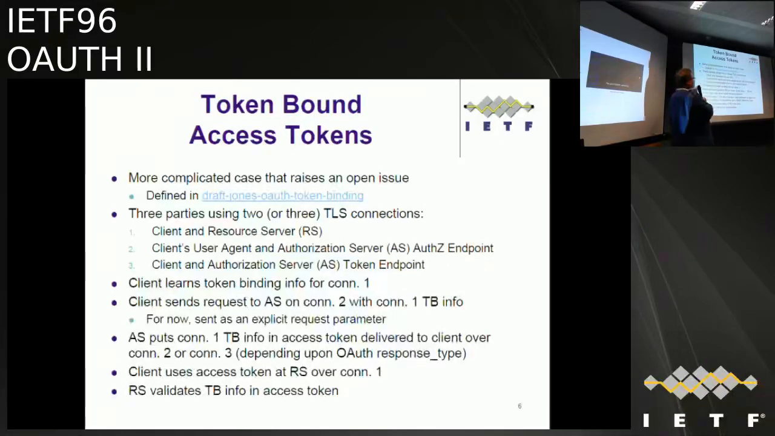Turns out access tokens were more interesting, in part because OAuth is more interesting. As you know, and you may not have thought about it for a while, in OAuth, there's three parties using two, or depending upon which flow you're using, sometimes three connections. There's the client to the resource server, the client's user agent to the authorization server, and the client and the authorization server token endpoint. And Brian Campbell can talk if he wants about why the client, in fact, may be broken into multiple pieces on different hosts. OAuth is just more complicated than straight federation.